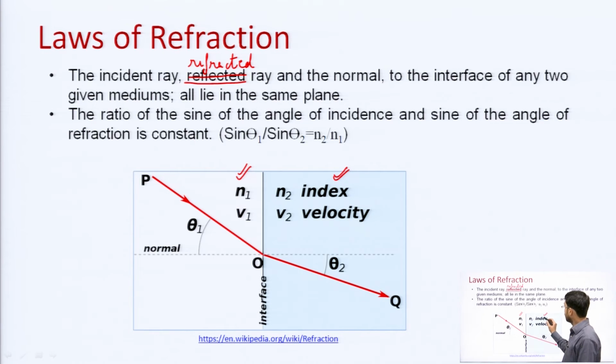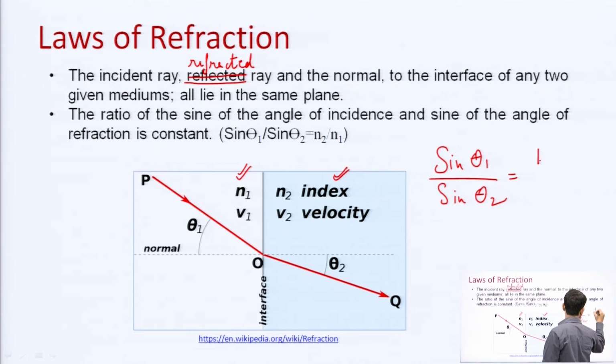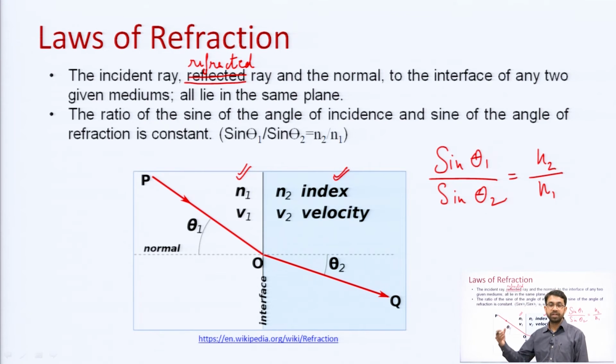This is the angle of incidence, this is the angle of refraction, and their ratio is a constant. And what is the constant? Sine theta 1 divided by sine theta 2 is equal to n2 divided by n1. Okay. The ratio of the refractive index of medium 2 divided by the refractive index of medium 1. So, these are the two laws of refraction. This is a revision, we have already studied this in our school days.